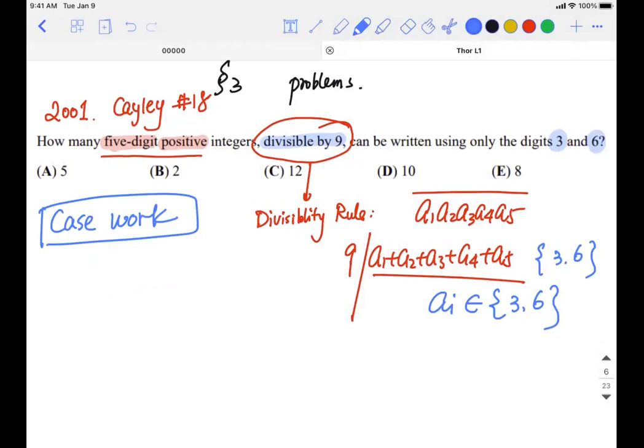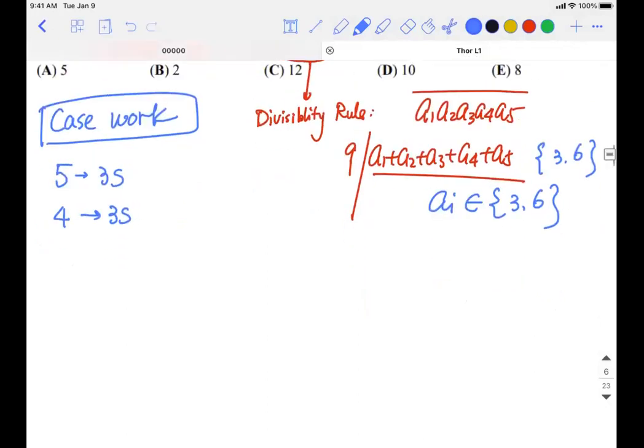How many digits are 3s? They could be 5 3s, 4 3s, 3 3s, 2 3s, 1 3, or 0 3s, right? It is possible there's no 3s, right? So let's have a look at it.